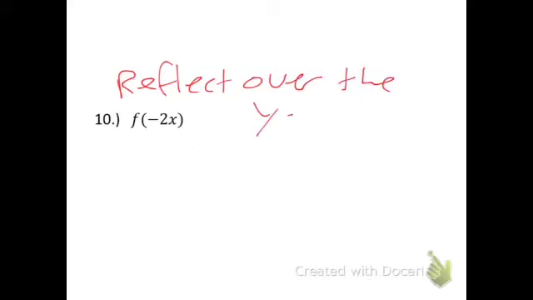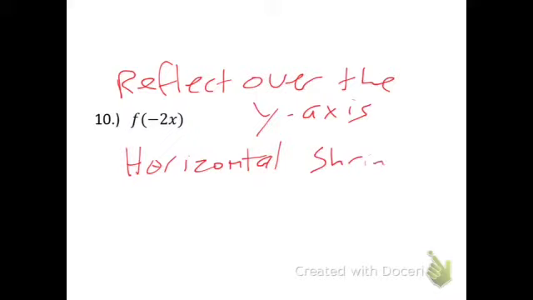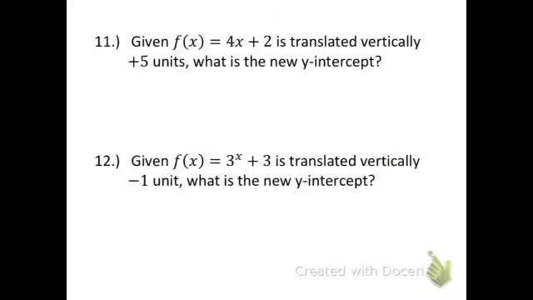On 10, the negative inside is going to reflect over the y-axis, because it's flipping all the x values. And the 2 is going to give us a horizontal shrink, because we're going to divide all the x values by that 2, so we got a horizontal shrink there. It's going to make them all smaller. Moving on to the next few here.